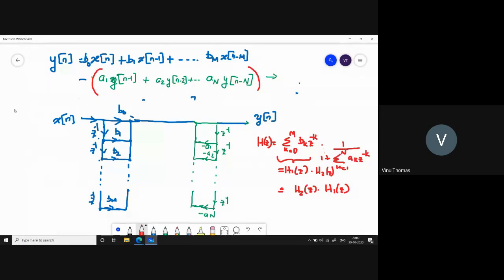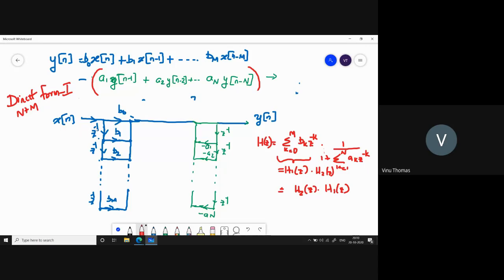The structure that we have seen just now is called the direct form 1 structure. It requires n plus m memory locations for its implementation.